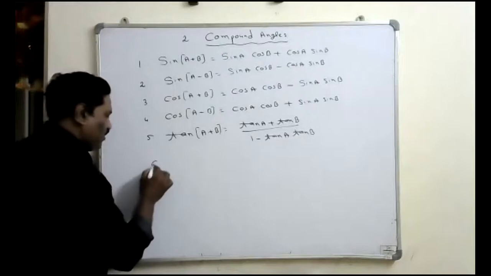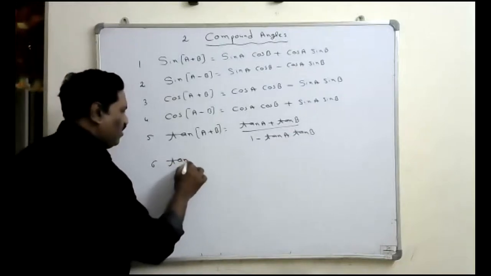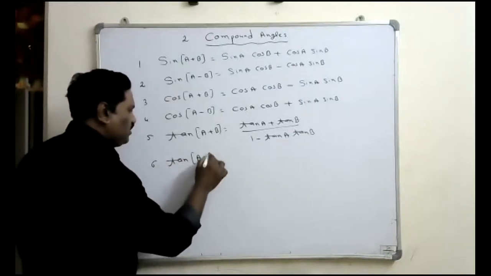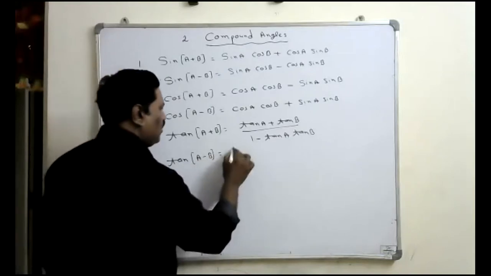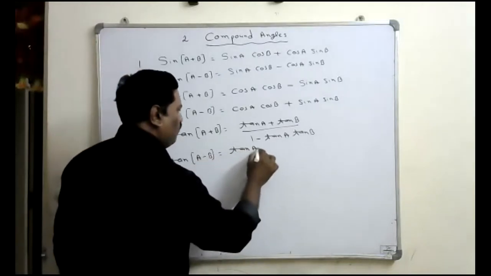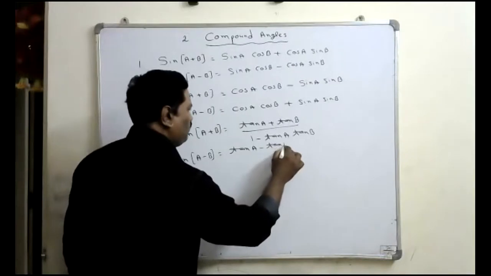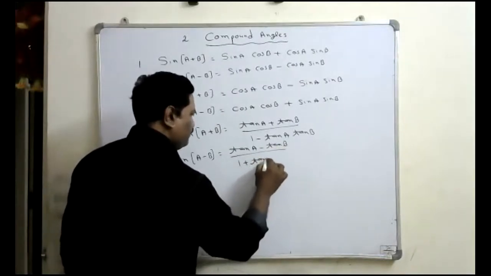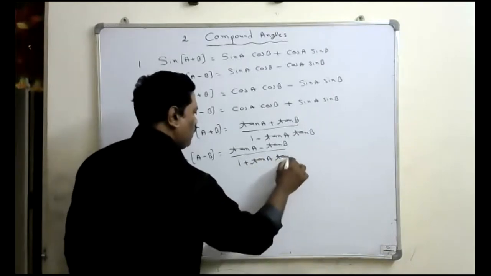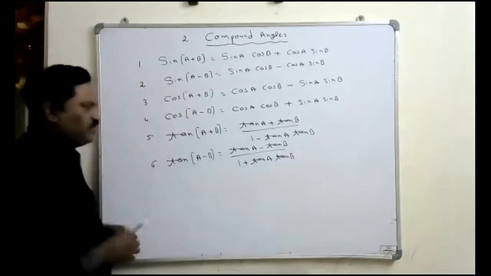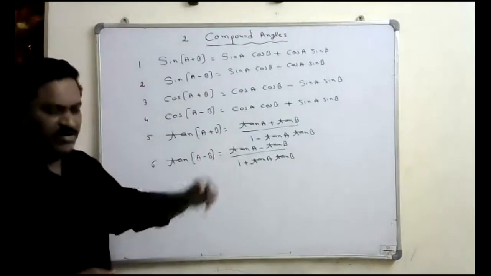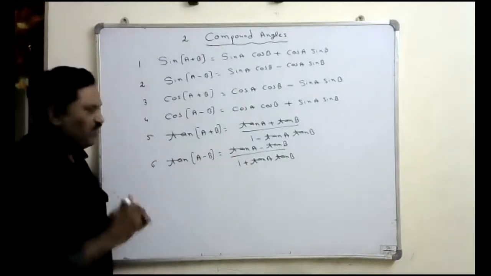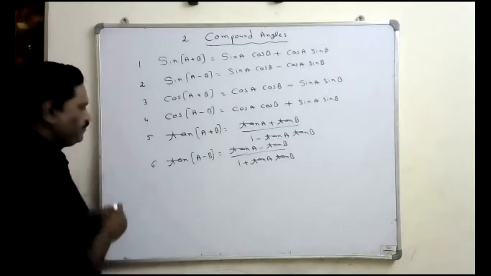Then tan of A minus B, which is tan A minus tan B upon 1 plus tan A tan B. If there is a minus sign, the numerator has the minus sign and the denominator has the plus sign. This is the formula for tan of A minus B.